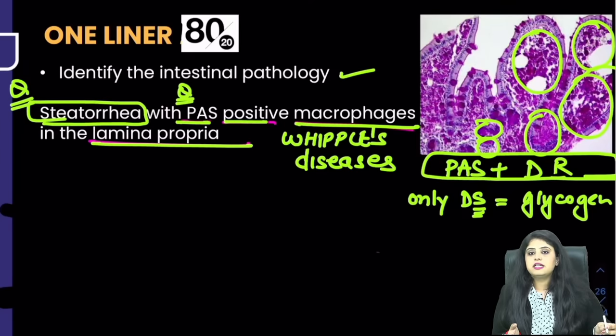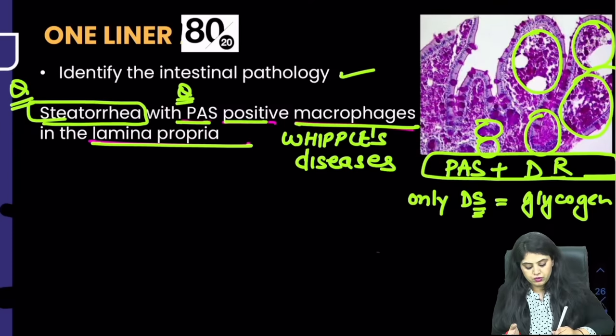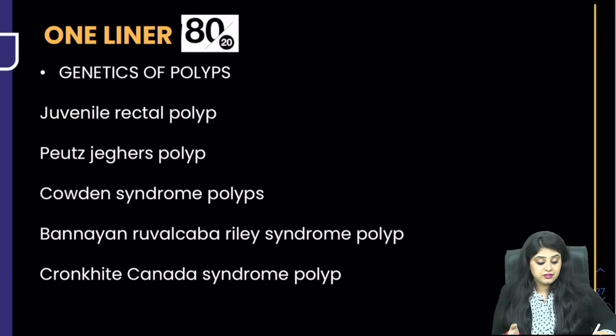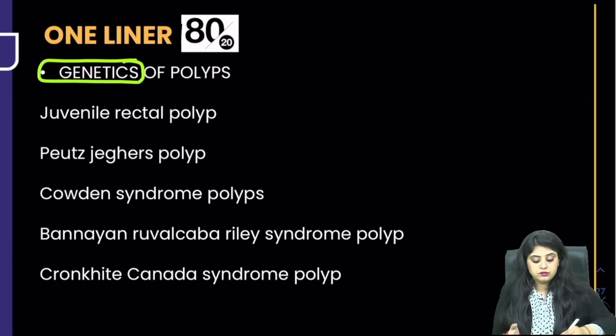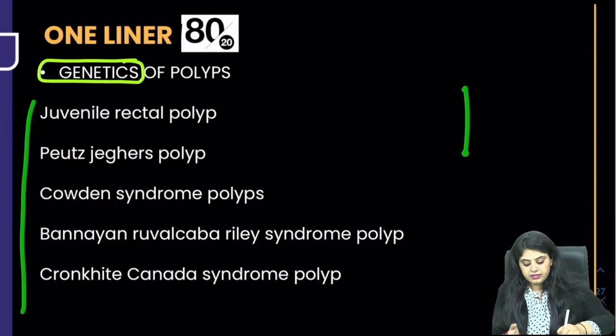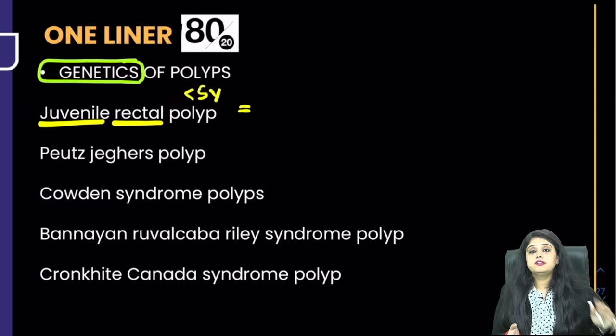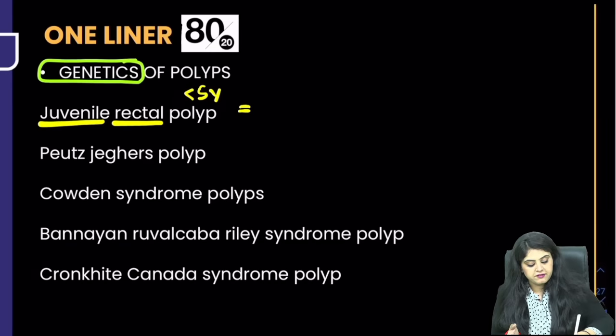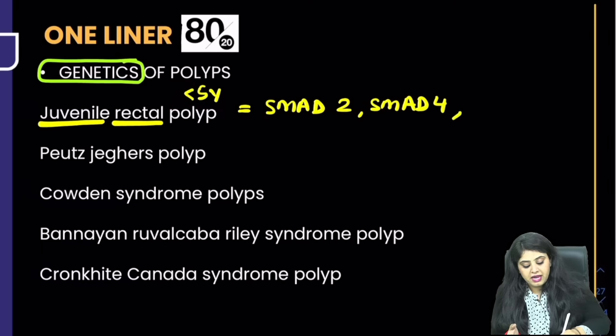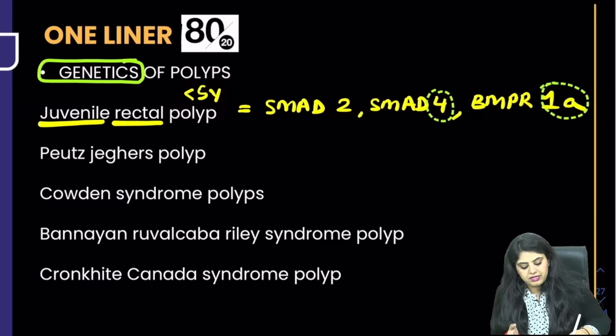Perfect. What is the next thing? Next thing is too much of genetics overload. You guys know that the INI-CET exam loves genetics. So I've got you a list of all the polyps. You are going to tell me all the relevant genetics. So quickly let me know for juvenile rectal polyp. It will be a rectal case, a juvenile polyp in a child less than 5 years old. Everything about it is less than 5. Age is also less than 5. And the genetics is also going to be numbers less than 5, like SMAD 2, SMAD 4 or BMPR1A.